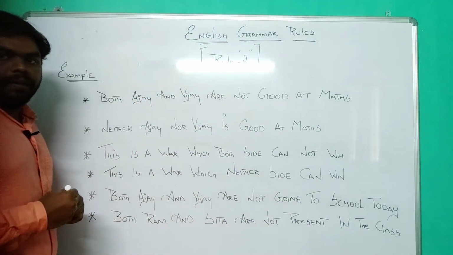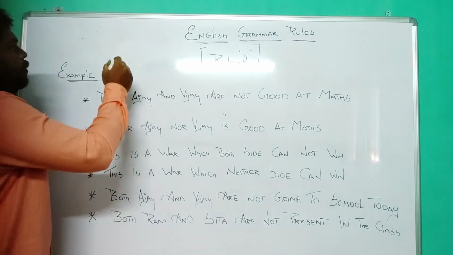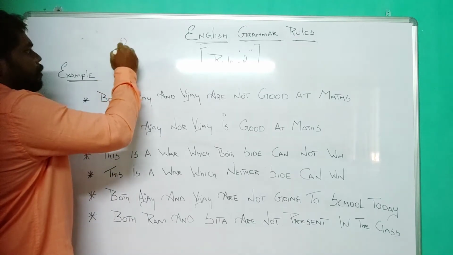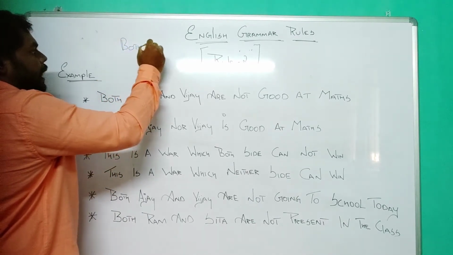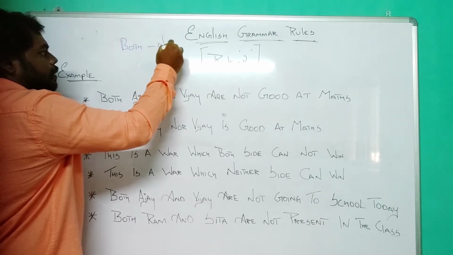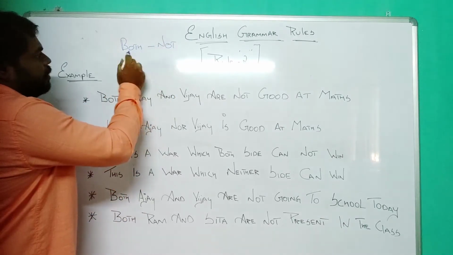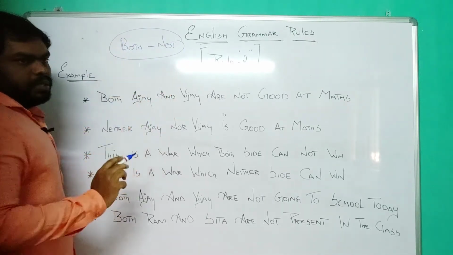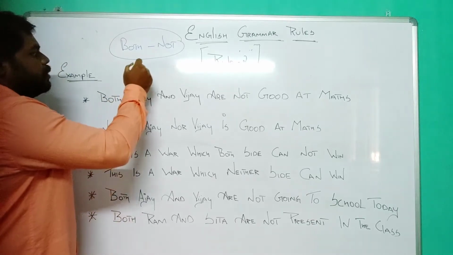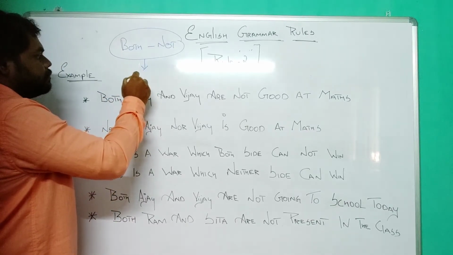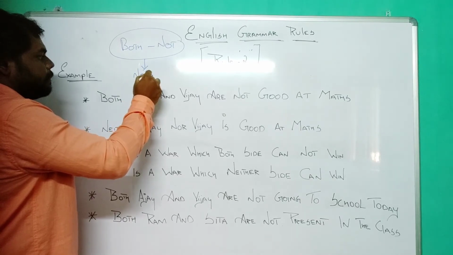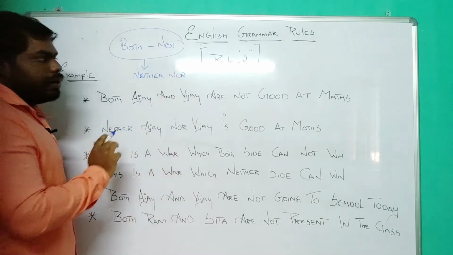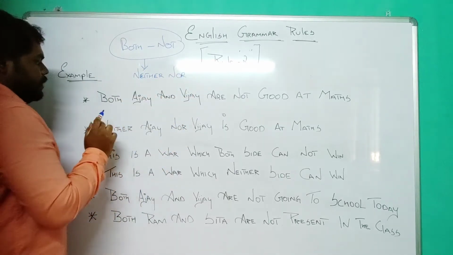Before going to the examples, we will just recollect the rule once more. It is very simple. We should not use the words both and not. These two words should not be used in a sentence. That's all. If they are used, this is a wrong sentence. This should be replaced by neither nor. Right, this is what rule number 2 says. So now let us see.